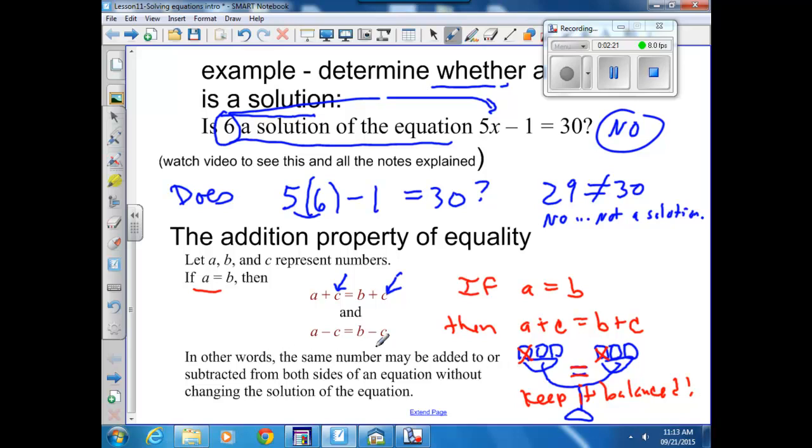So in other words, the same number may be added or subtracted from both sides of an equation without changing the solution to the equation. So this enables us to do a lot when working with equations. If we know that we can add a certain quantity to the left side and add a certain quantity to the right side of the equation to keep it balanced, then we can manipulate equations, which we will do shortly.